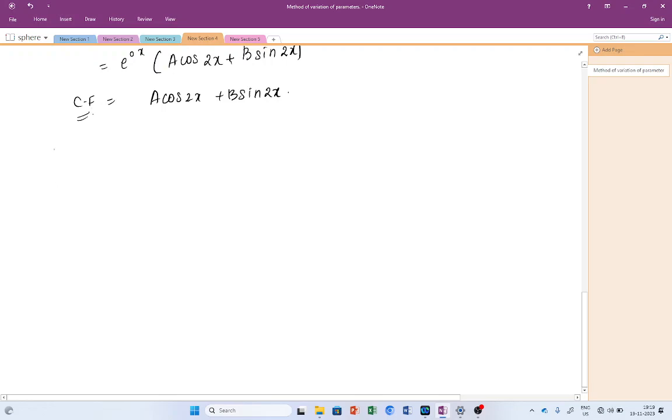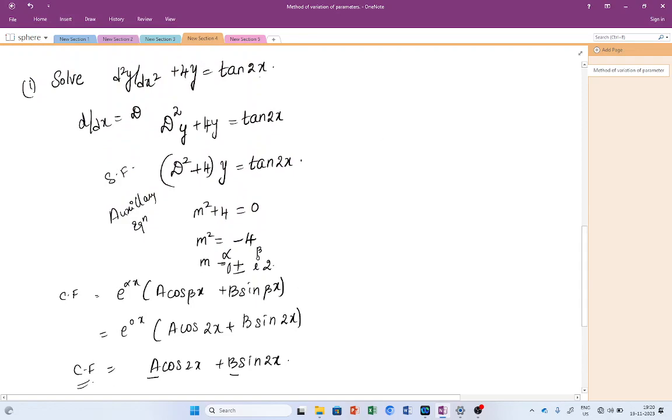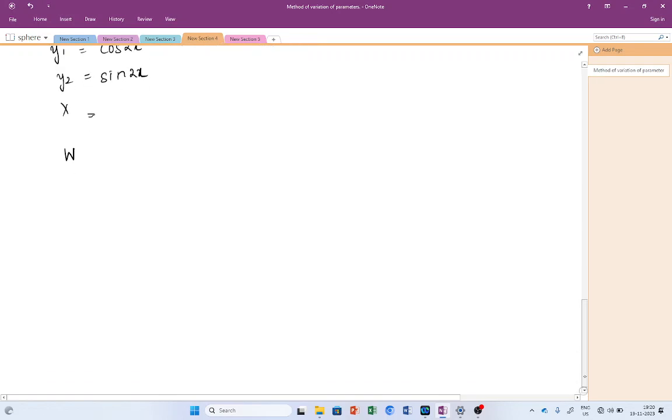Now we have to know what is our y1, y2, capital X, and what is W. So y1, as I told you, here my constants are a and b. Whatever comes along with my constant a is my y1, so it is cos 2x. With constant b, I have sin 2x, so that is my y2. My right hand side is capital X. This is my given equation, the right hand side of the given equation is tan 2x.